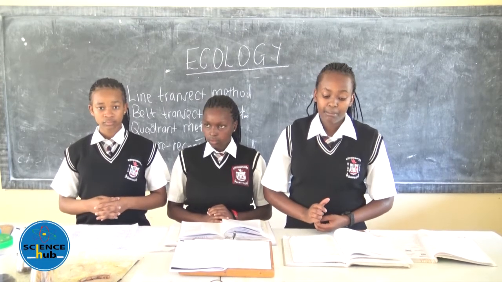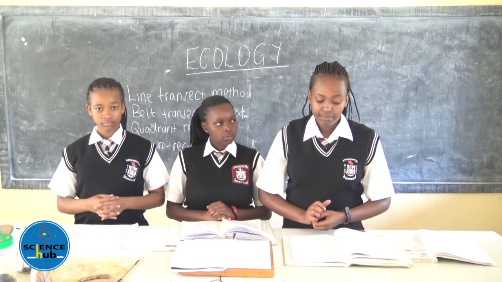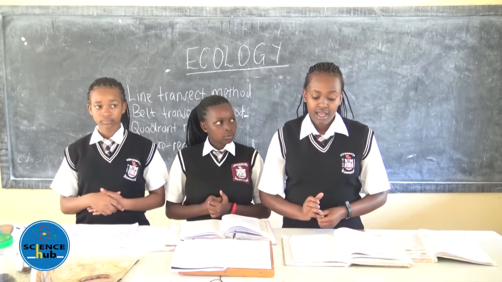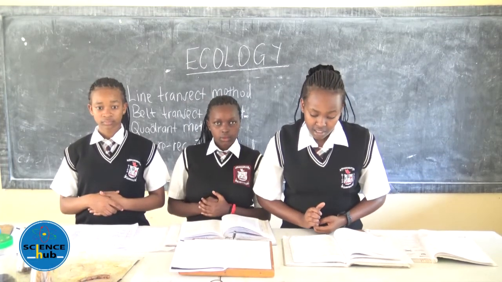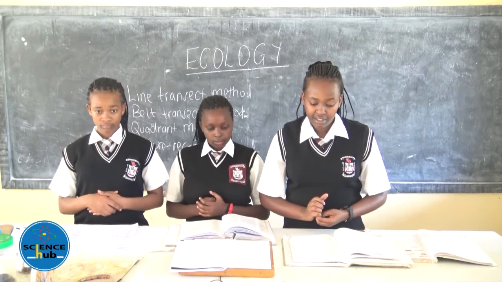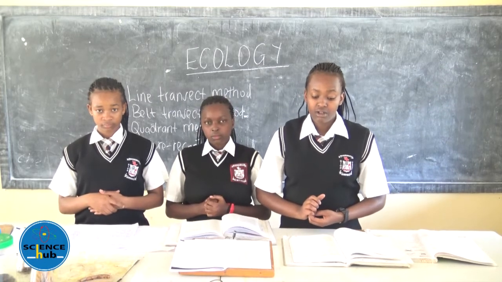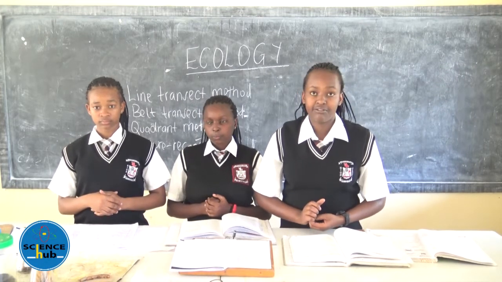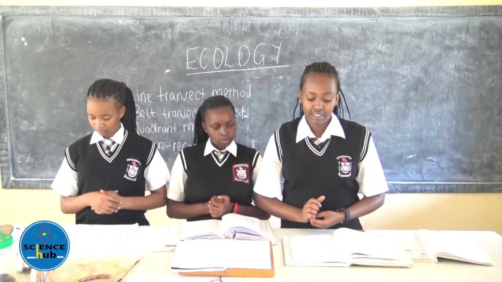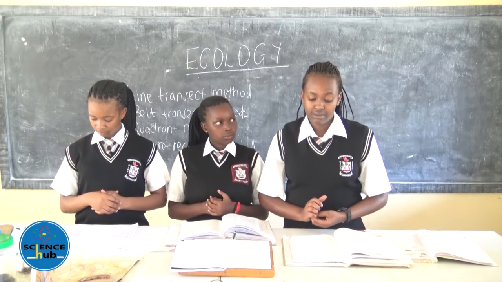We go now to malaria. Its causative agent is Plasmodium malariae. Its transmission is from an infected person to a healthy person through a female Anopheles mosquito bite. Its symptoms are headache, fever, loss of appetite, and vomiting. Its prevention and treatment is draining stagnant water, use of insecticides, clearing bushes around the homesteads.